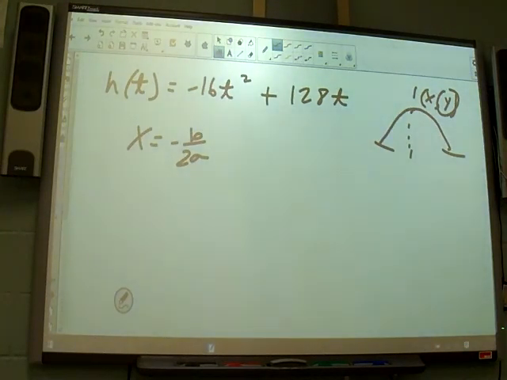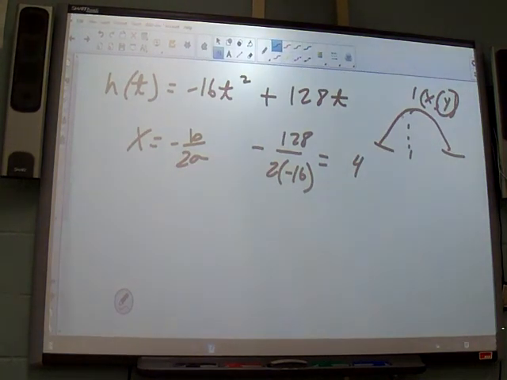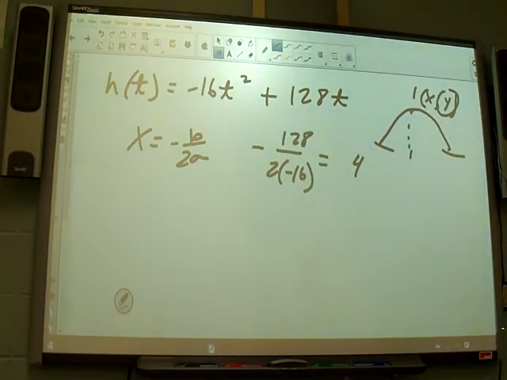Okay. So my b is 128, so I'm going to do negative 128 over 2 times my a, which is negative 16. That negative by negative turns into a positive, which makes sense because we're talking about a golf ball over time. We can't have any negatives here. 128 divided by 32, I believe, is 4. Yep. So that means my ball's highest point is going to happen 4 feet away from me. So I'm hitting a pretty short high shot, like a sand wedge or something.